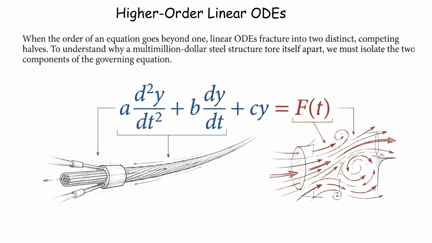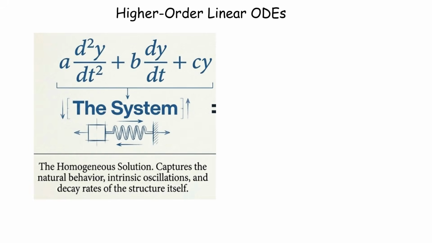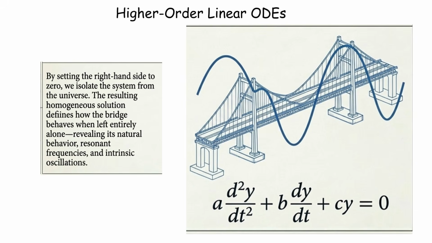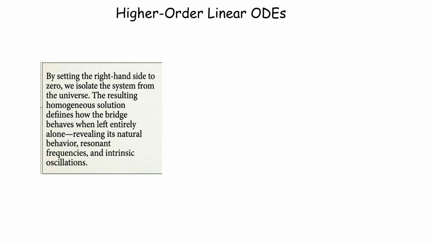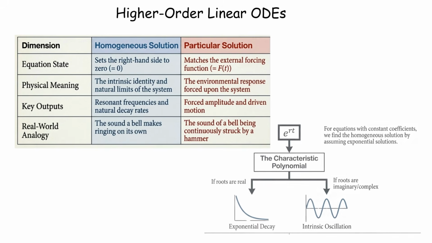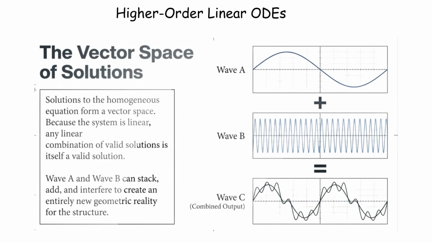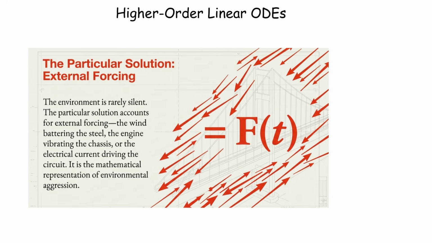When the order goes beyond one, linear ODEs split into two parts, a homogeneous solution and a particular solution. The homogeneous equation sets the right-hand side to zero and captures the natural behavior of the system, its resonant frequencies, its decay rates, its intrinsic oscillation. Solutions to the homogeneous equation form a vector space. Any linear combination of solutions is itself a solution. The particular solution then accounts for any external forcing.